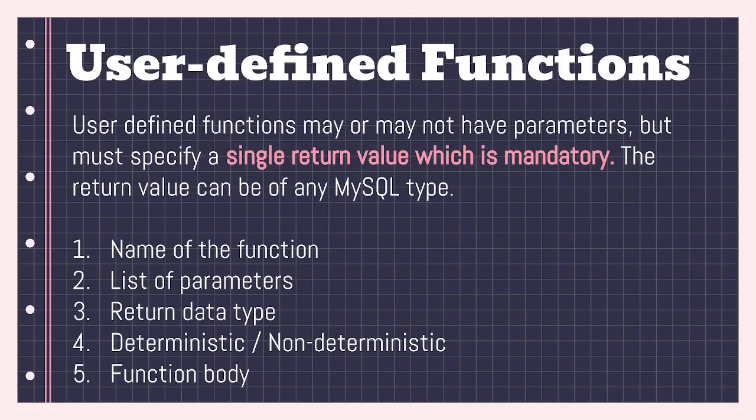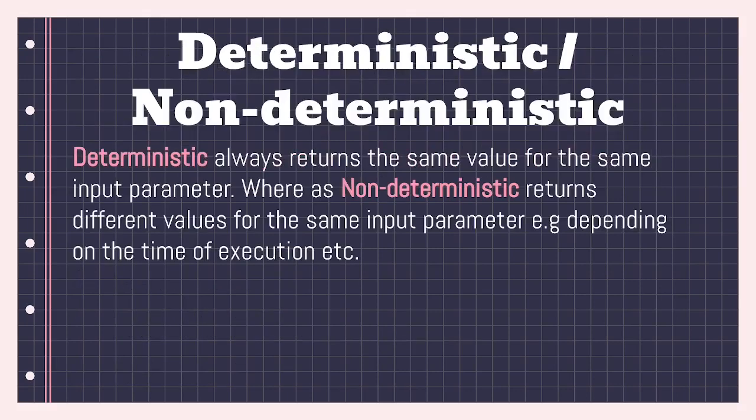Okay, so now let's talk about user-defined functions. A user-defined function may or may not have parameters, but it must specify a single return value, which is mandatory. The return value can be of any MySQL type: a number like an integer, a floating point number, a string, or something like that. So to define a function, you pass the name of the function, the list of parameters, and the return type, meaning which data type you want returned. One important thing is that you have to specify whether the function is deterministic or non-deterministic, and then finally the function body. So what do we mean by a function being deterministic or non-deterministic?